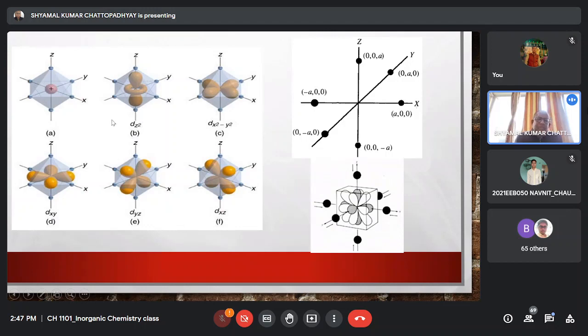On the other hand, if I consider the d orbitals, say first of all the dxz orbital, as you can see, each of the 4 lobes is situated in between 2 ligands. So this lobe is situated in between these 2 ligands, this lobe is situated in between these 2 ligands, this lobe is situated in between these 2 ligands, and this lobe is situated in between these 2 ligands. So each of the 4 lobes is situated in between 2 ligands. This is also true for yz and xy.